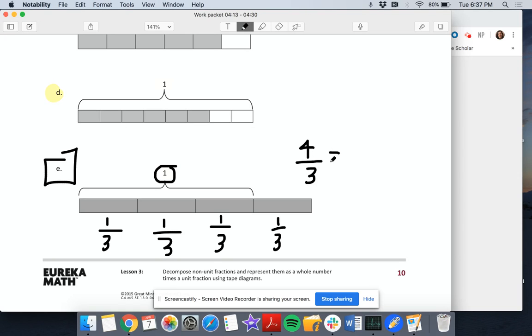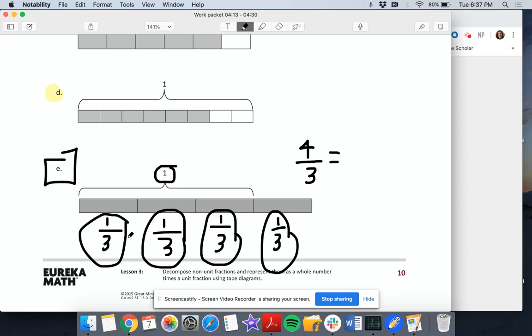So first things first, I have 4/3. How did I get 4/3? I'm just adding all of these boxes together because they all need to be included because they're all shaded. So 1, 2, 3, 4. I added the numerator, the denominator stays the same. So 4/3 is equal to 1/3 plus 1/3 plus 1/3 plus 1/3. So that is my number sentence.